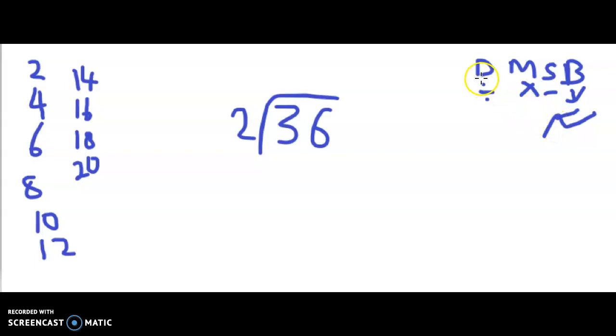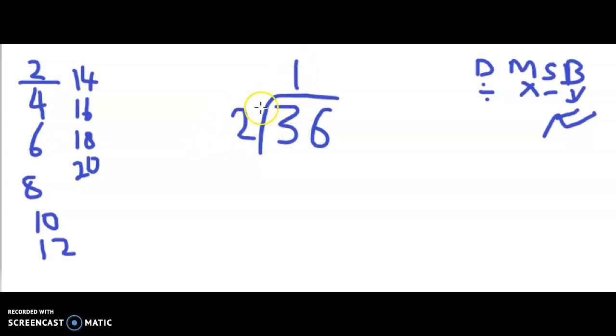D stands for divide, M stands for multiply, S stands for subtract, and B stands for bring down. These numbers, 3 and 6, 36, stand for 36 monkeys. So we take 3 divided by 2, and that is 1. Where do we find 3 in the 2 times table? Between 2 and 4. So we only have one group of 2 that goes into 3.